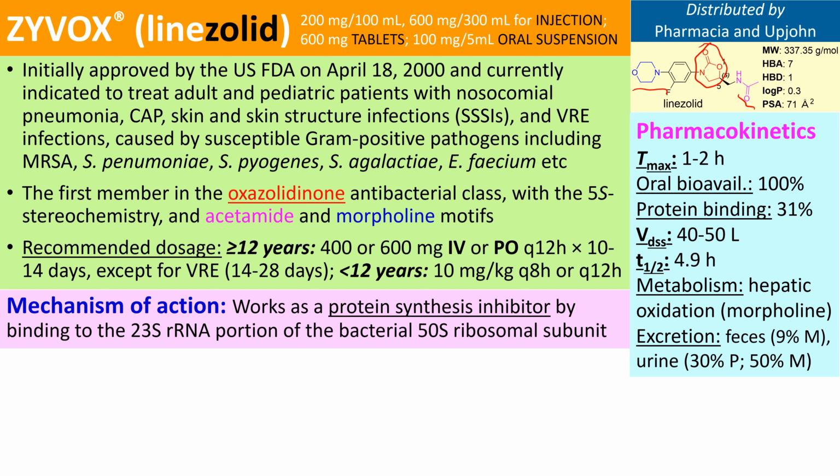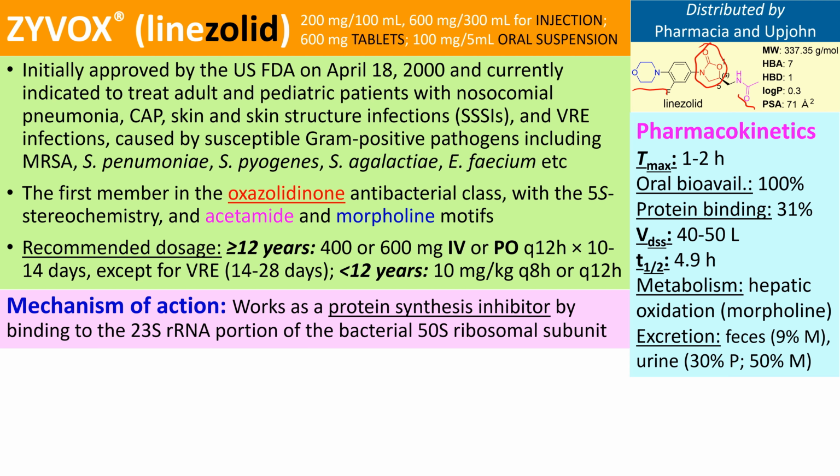Pharmacokinetically, Tmax, the median time to reach the maximum plasma concentration, is approximately 1 to 2 hours, and the absolute bioavailability is about 100%. Given that this medication is available for both IV infusion and oral dosing, and its excellent oral bioavailability, no dose adjustments are needed when switching from intravenous to oral dosing. Protein binding is approximately 31%.